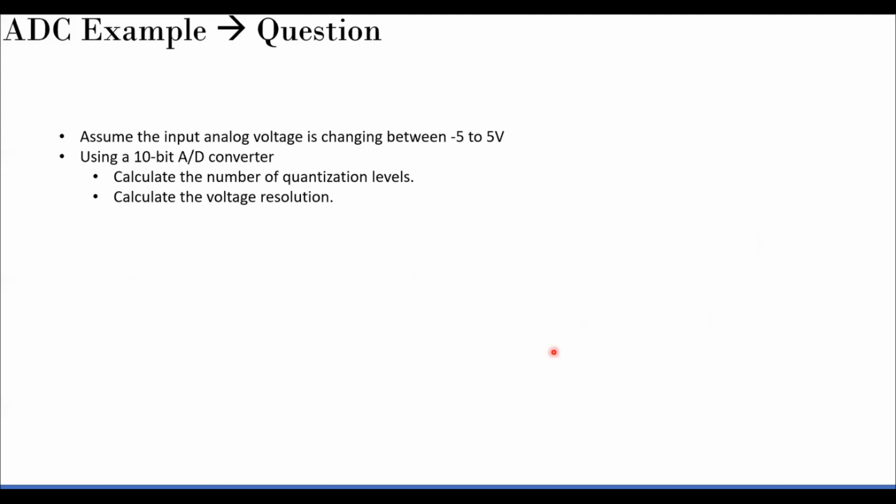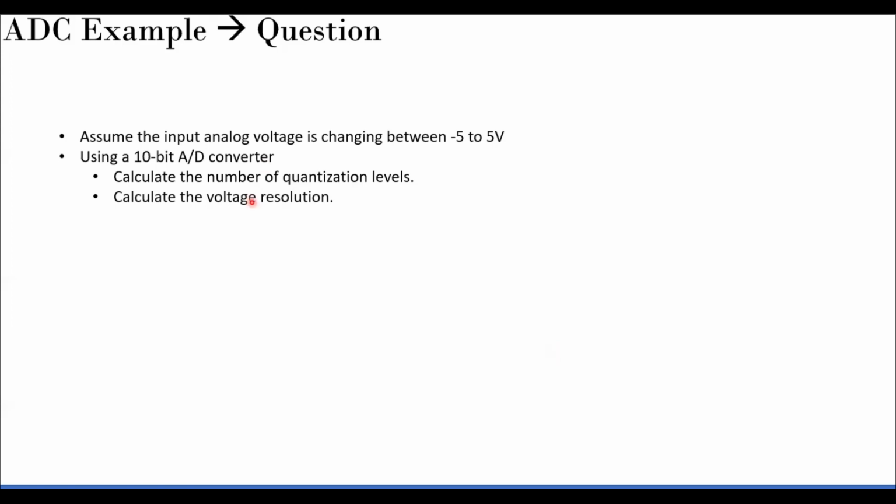A small trivia for you, and I would like to pause for a moment. You just pause it and try to answer for yourself. I have an input analog voltage which is ranging from -5 to +5 volt. I'm going to use a 10-bit analog to digital converter. Calculate the number of quantization levels and calculate the voltage resolution. I suggest you pause the video and answer this.